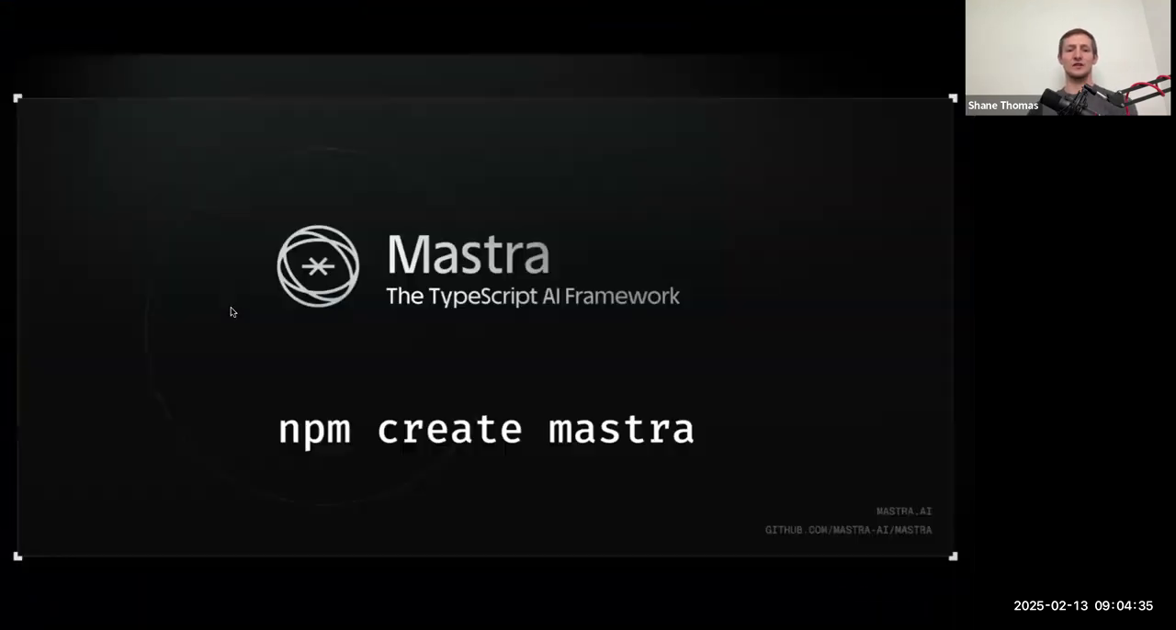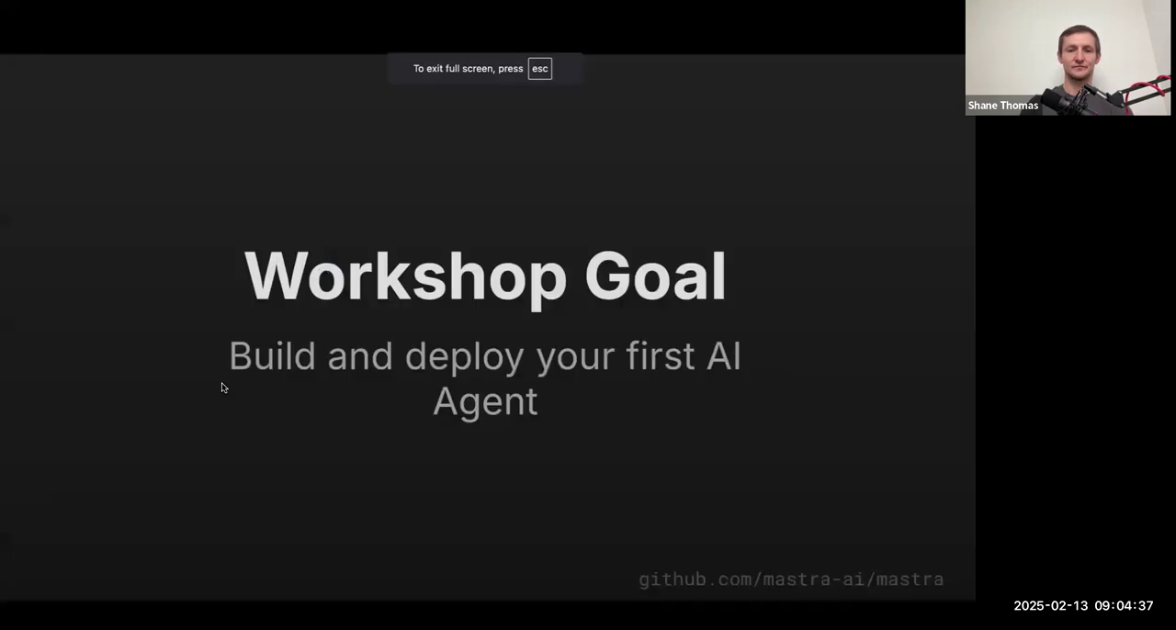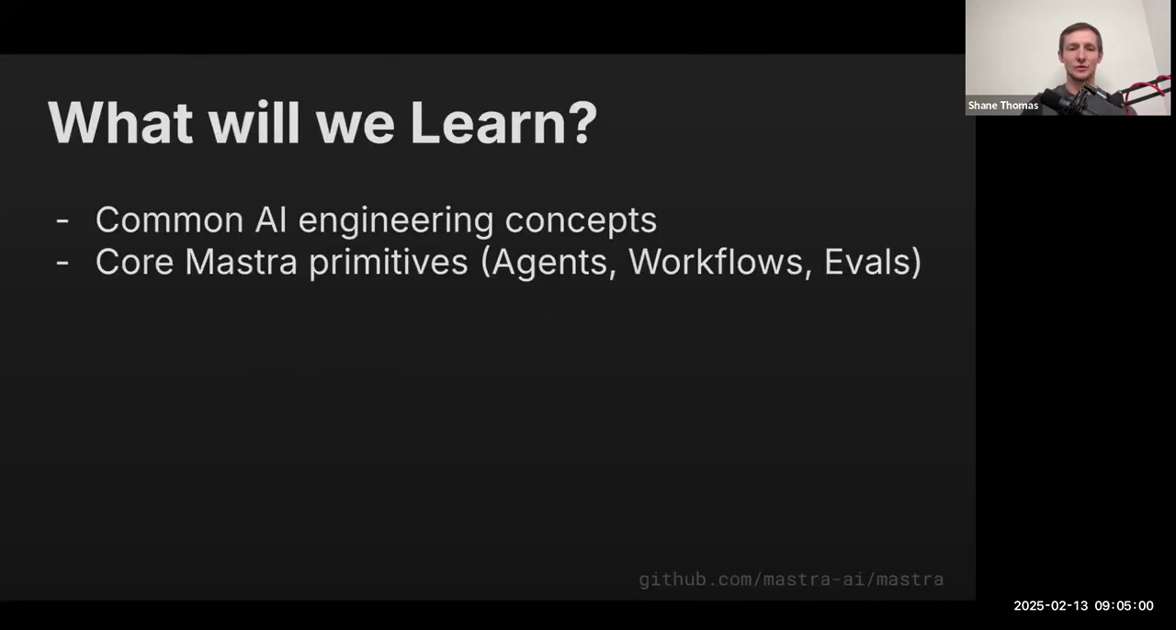So a few introductory slides. First things first, what's the goal? Let's try to build and deploy our first AI agent. Some of you might have already built some things, some of you have not. So we'll start from the beginning, talk about the whole process, and then we'll show a little bit of how you do it in Mastra. And of course, maybe have some time for some questions at the end. We're going to learn some common AI engineering concepts, and some of the Mastra core primitives: agents, workflows, evals.